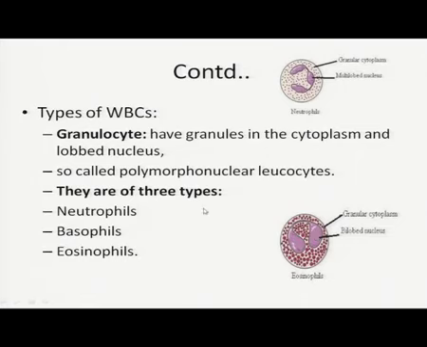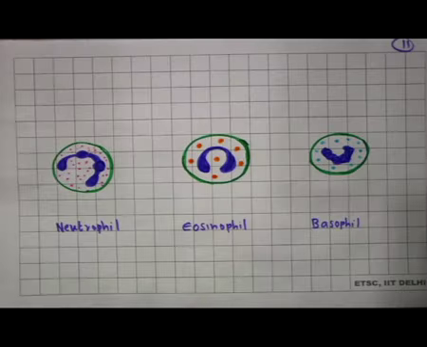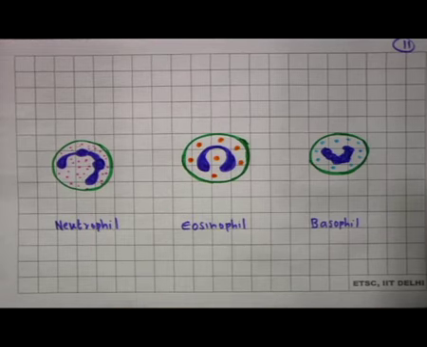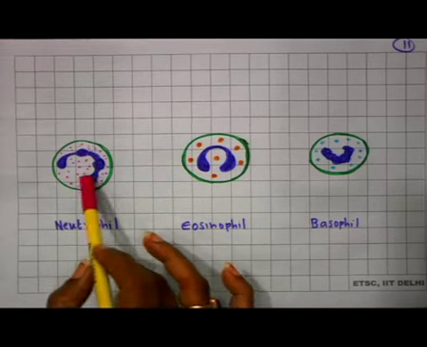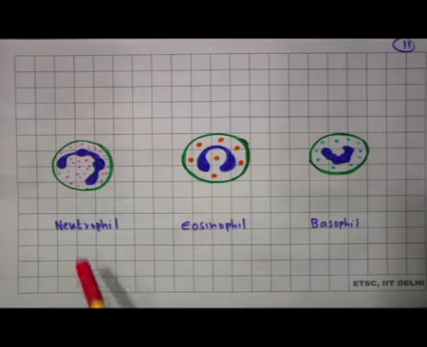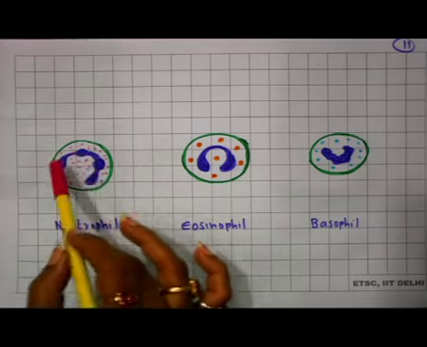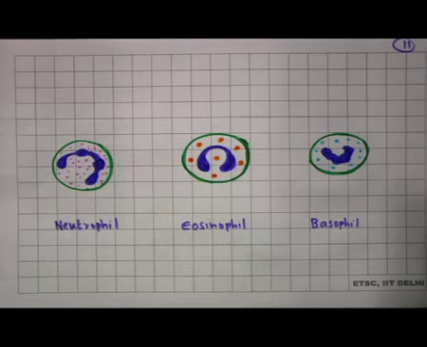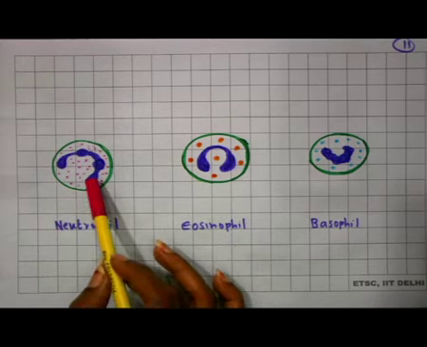There are three types of granulocyte: neutrophil, basophil and eosinophil. Here you can see the diagram of these three different types of cells and try to identify them. All three are spherical cells. Neutrophils have a lobed nucleus, and you can even count the number of lobes of the nucleus.